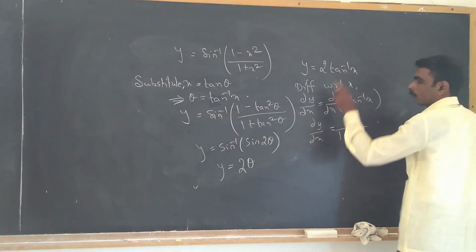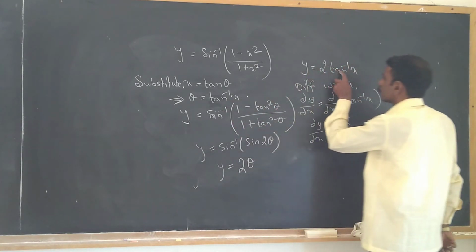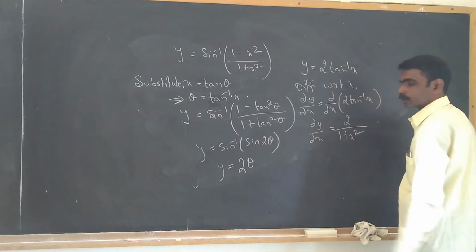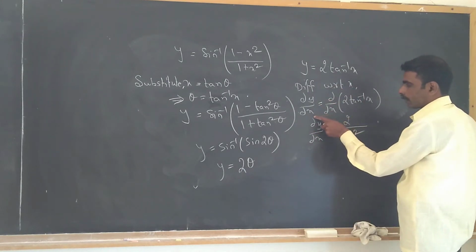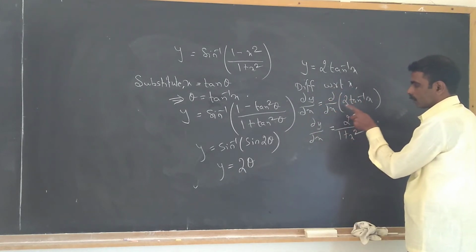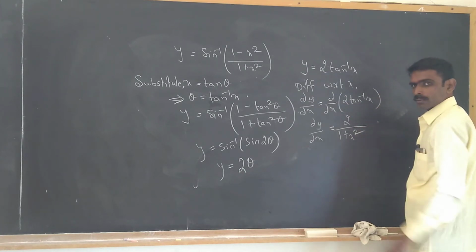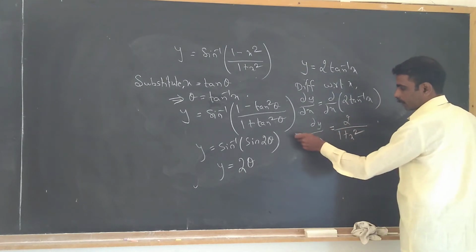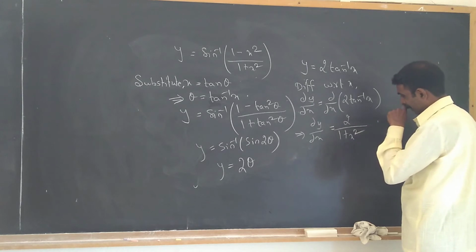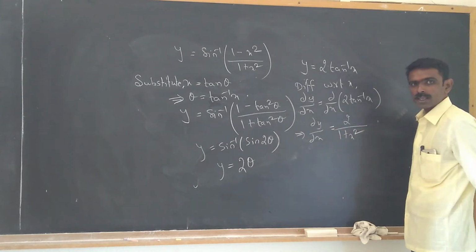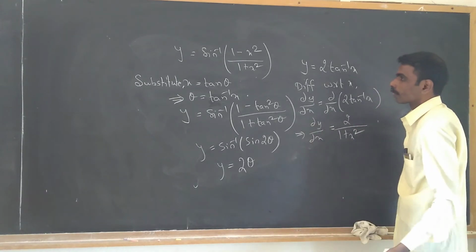So y is equal to, what is theta here again? Tan inverse of x. So differentiating with respect to x, what do we get? dy by dx is equal to d by dx of 2 into tan inverse of x. So dy by dx is equal to 2 divided by 1 plus x square.